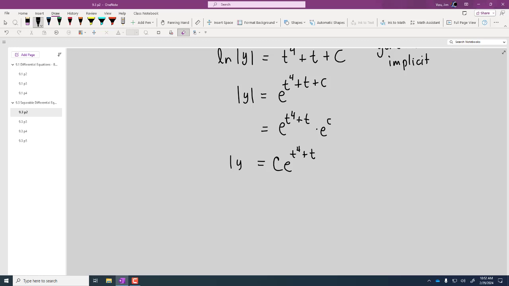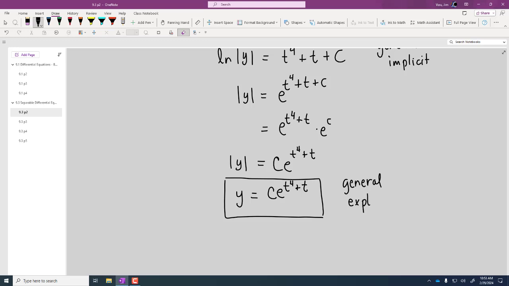And now on the left, we have absolute value of y. Absolute value of y is either plus 1 or minus 1 times the right-hand side. So it's either plus 1 times a constant or minus 1 times a constant, which is just yet another constant. So now we can peel off the absolute value, but we cannot do that until we have this c out in front. Once we have this c out in front, that c can absorb either the plus 1 or the minus 1, whatever it needs to do. So now we've got the general explicit solution. General explicit.